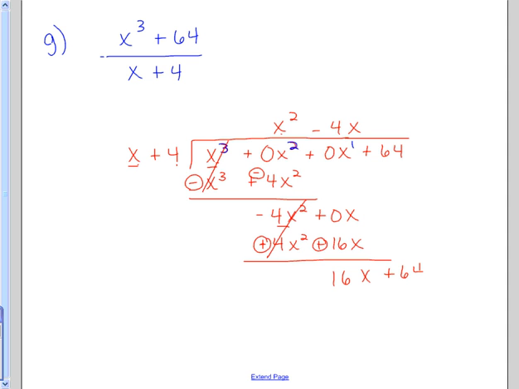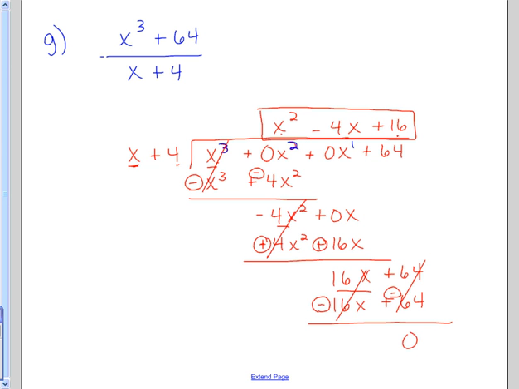Bring down plus 64. What times x would equal 16x? That's going to be plus 16. 16 times x is 16x. 16 times 4 is 64. Change the signs. 0 remainder. So my answer would be x squared minus 4x plus 16. No remainder.